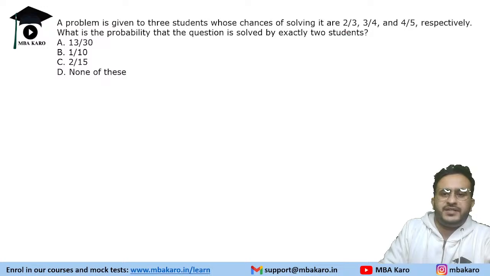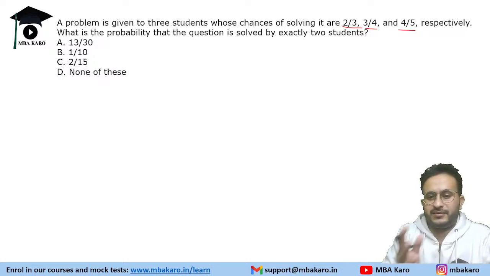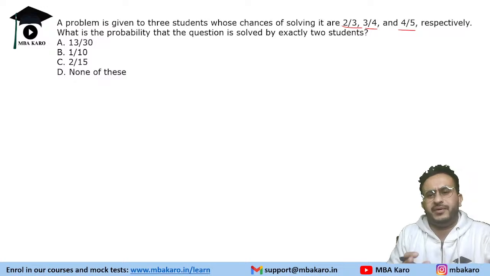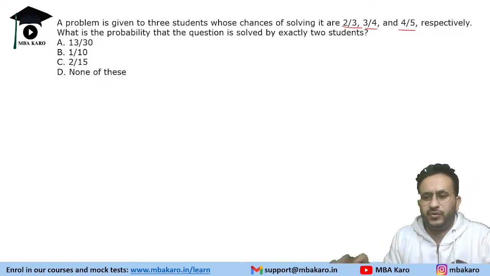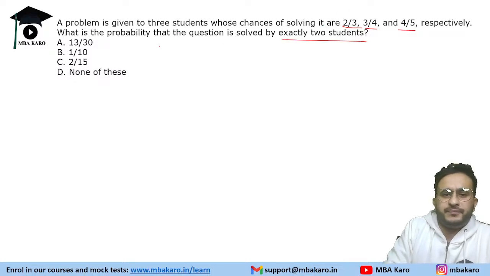So we have the chances of solving as 2 by 3, 3 by 4, 4 by 5, right? Now, NMAT has many questions like this. If you cover modern math well, then you will find NMAT quant becomes easy. What is the probability that the question is solved by exactly two students, right? So let us say these people are A, B, and C. Okay. So how do we find the probability?